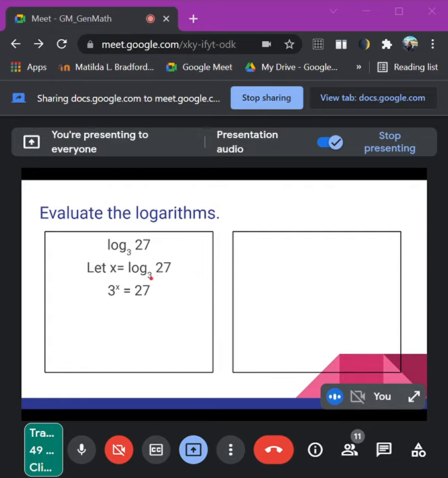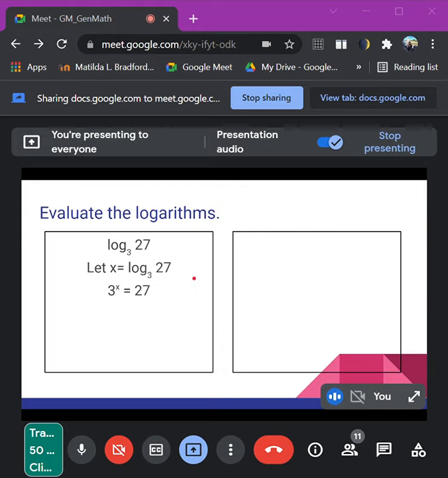Equality property. So after you change that one into exponential form, you can now apply our lesson last time, which is we're going to evaluate exponential function. Di ba when evaluating an exponential function, how do we do it? You have there 3 raised to the power of x is equals to 27.